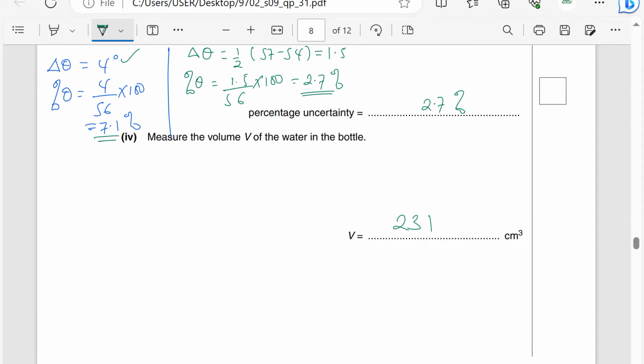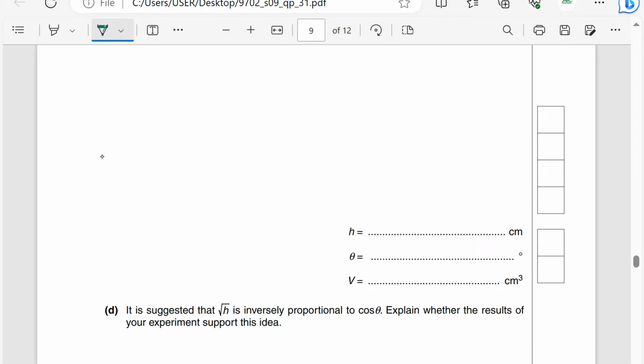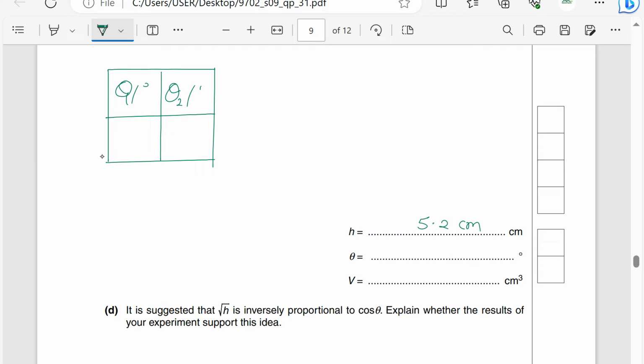So remember, it is a quarter full. My student measured H and found H as 5.2 in centimeters. Then for theta, she carried out this again 2 times. So she had to draw a table. So let this be theta 1 in degrees. Then the second attempt in degrees.